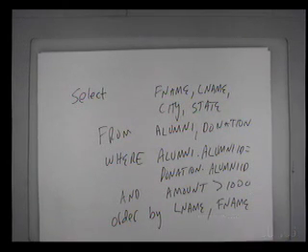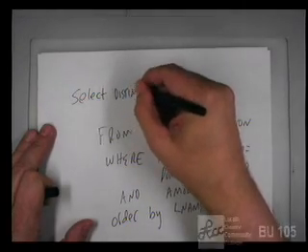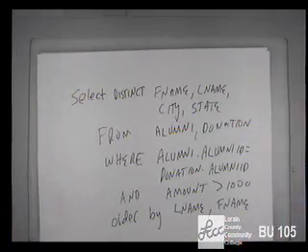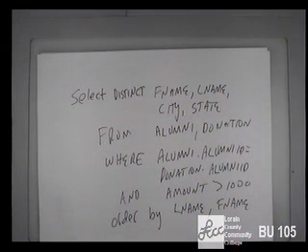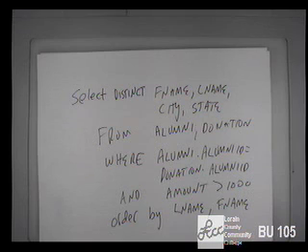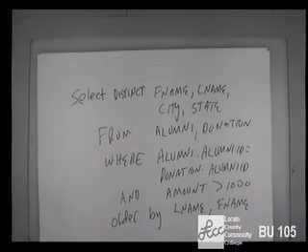Let's say we only wanted to see a person's name once. We just want to see the list of people who've donated more than $1,000. We can do that by tacking on the distinct clause at the beginning of the select. So if I say select distinct F name, L name, city, state, it will only show that combination of F name, L name, city, and state one time.